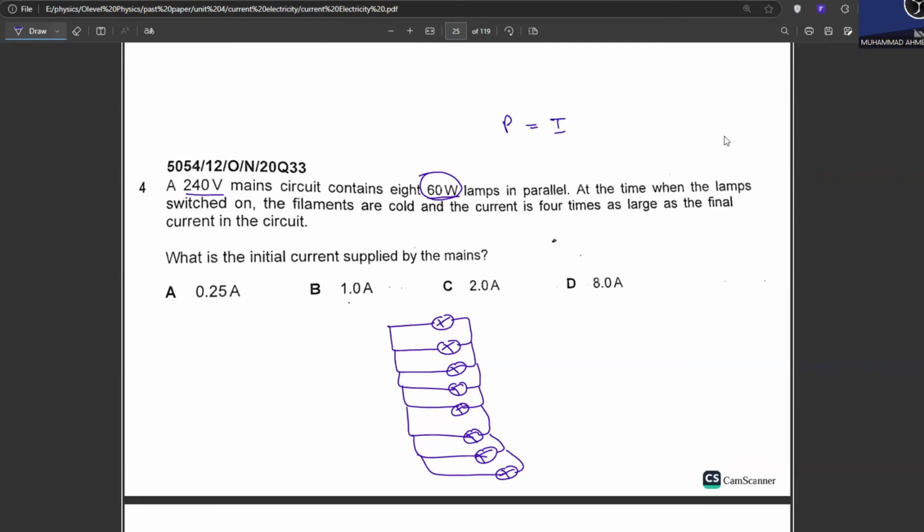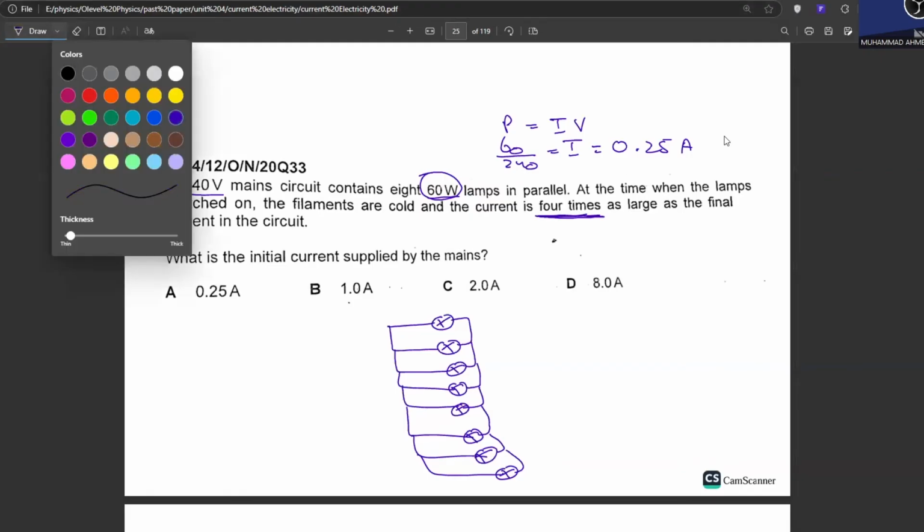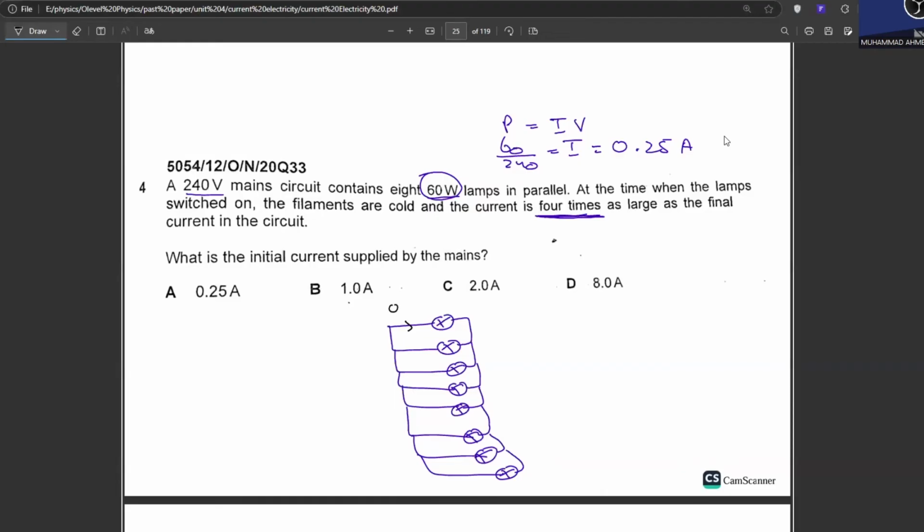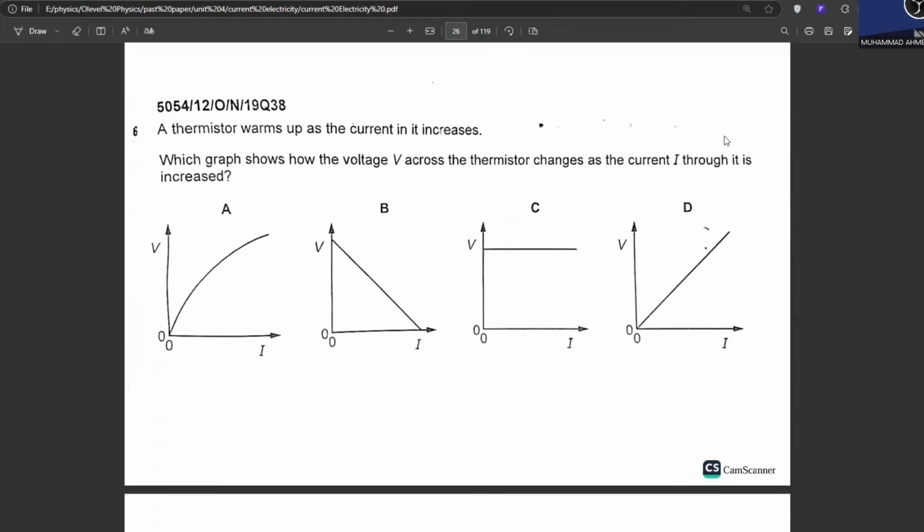Power is equal to IV. Can you calculate the current? Yes, 60 divided by 240. Your current comes out to be 0.25 ampere. But you are missing one thing. Initially, the current was 4 times this value. So initially, each lamp had a current of what? 0.25 into 4, that is 1 ampere. And we have 8 lamps. So each lamp will have a current of 1 ampere. The total current is 8 ampere. D is your answer. Let's further move ahead.